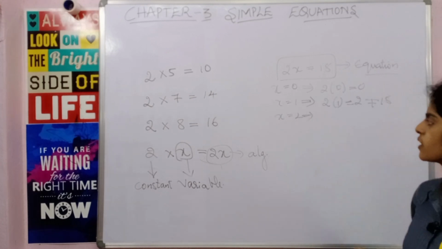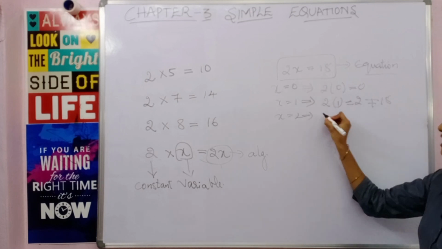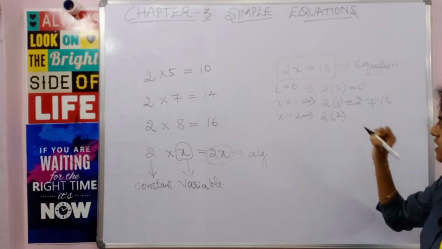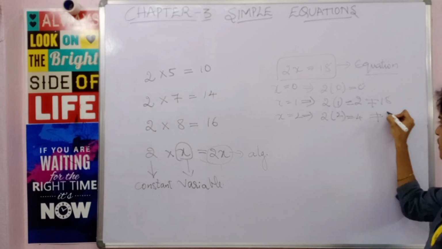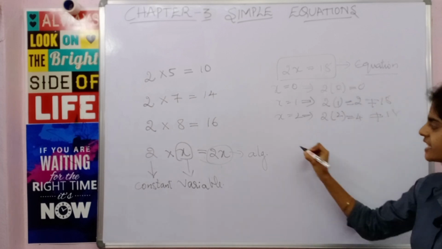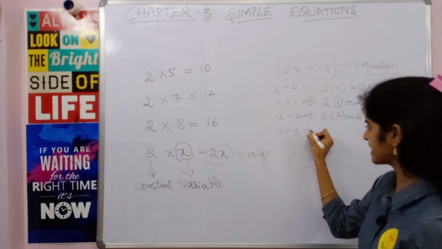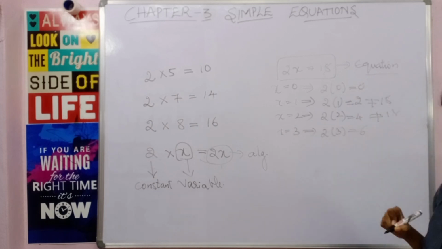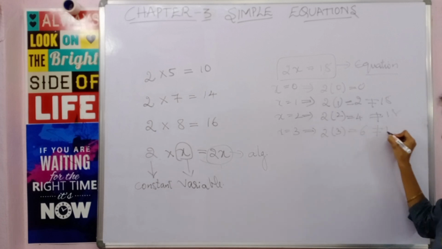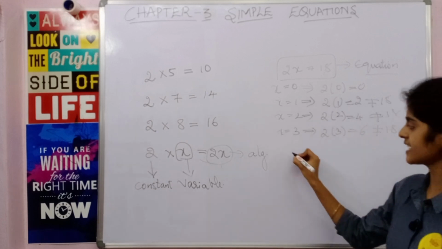When x equals 2, what happens to this? In the place of x you will substitute 2. So 2 into 2 is 4, but it is not equal to 18. Clear? Now let us take x equal to 3. So if x equals 3, this is 2 into 3, which is nothing but 6, but it is not equal to 18. Now let us take x equal to 4.